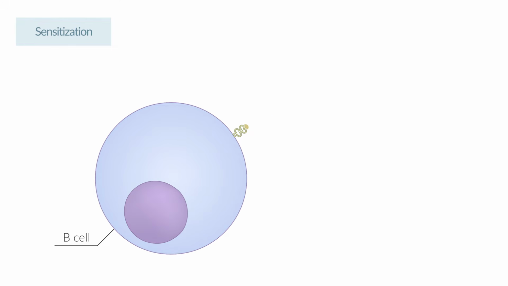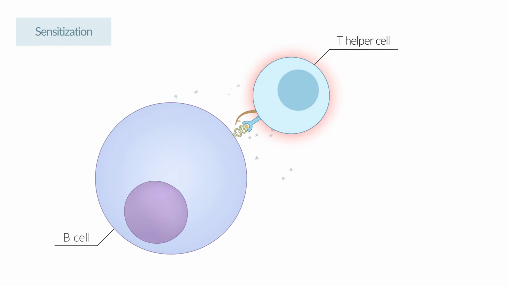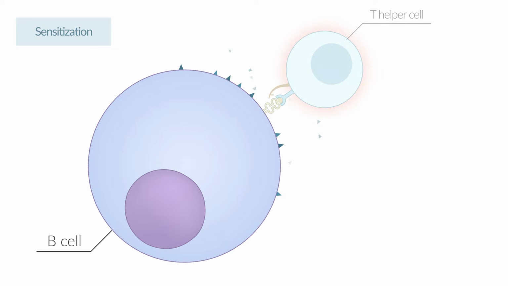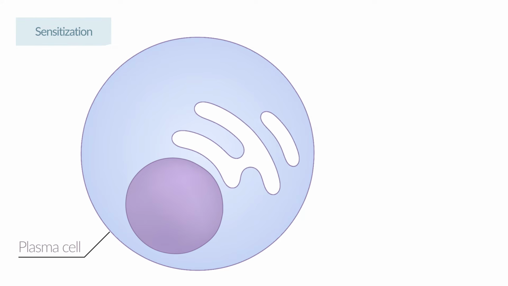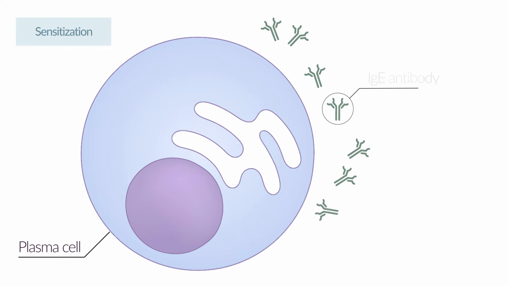When the receptor of a T helper cell binds to the complex, the T helper cell is activated and releases cytokines. These cytokines activate the B cell and initiate its maturation into a plasma cell. The plasma cell produces and releases IgE antibodies.